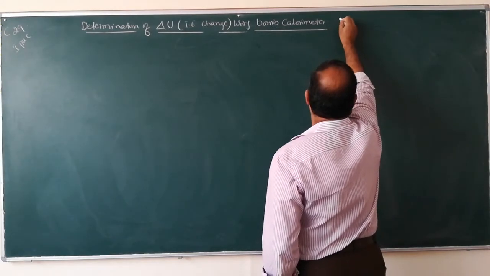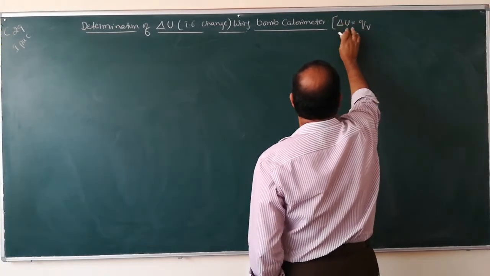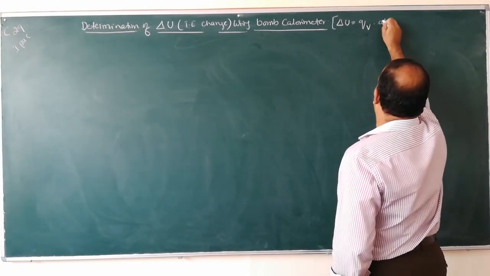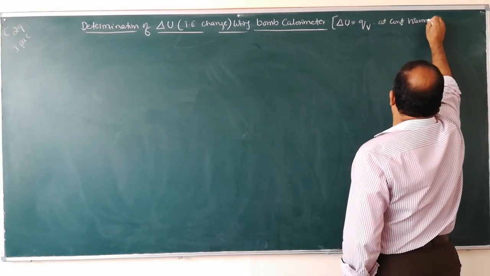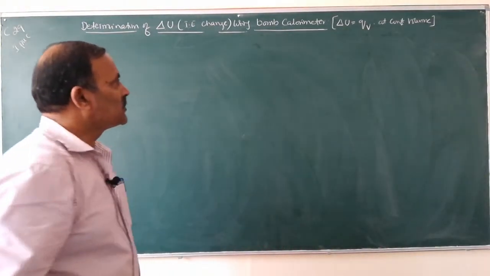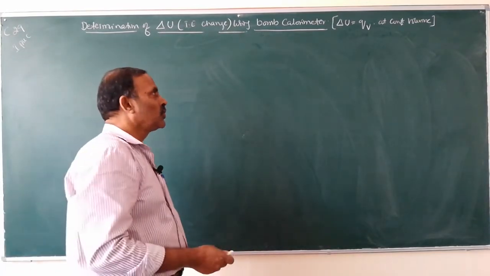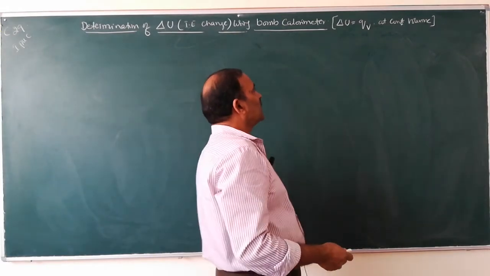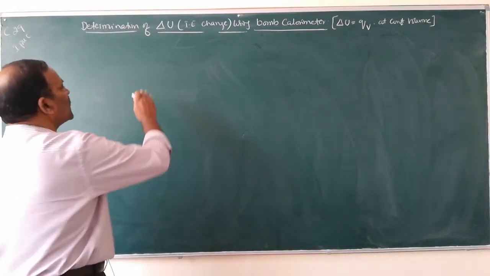Here delta U is equal to QV, change in internal energy is equal to the amount of heat absorbed at constant volume. At constant volume, all the heat absorbed is utilized to increase its internal energy. The change in internal energy is equal to QV. So if Q is negative, internal energy decreases. If Q is positive, internal energy increases.